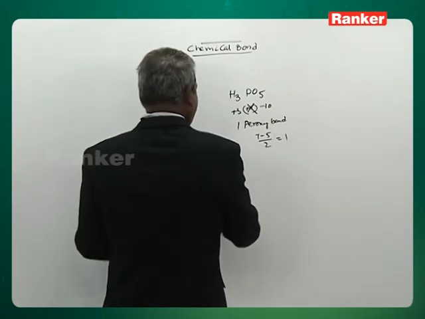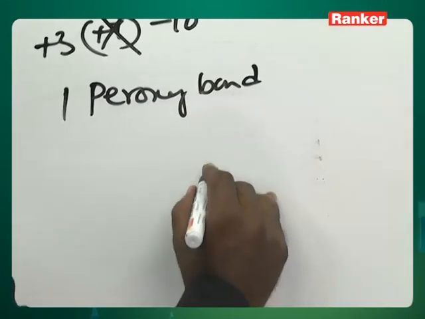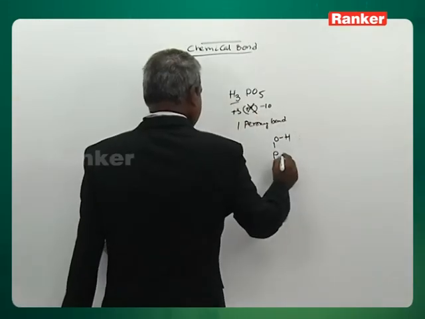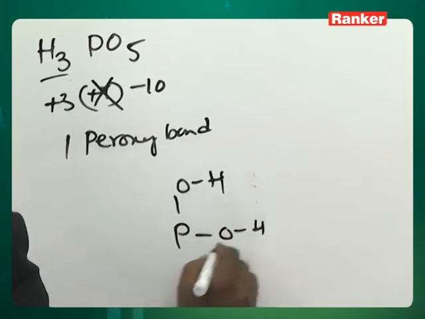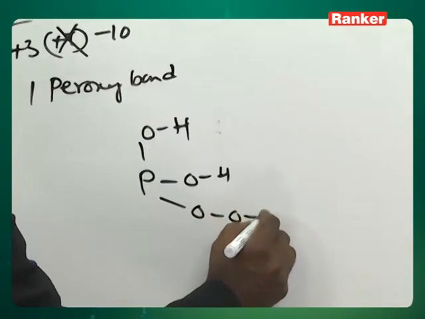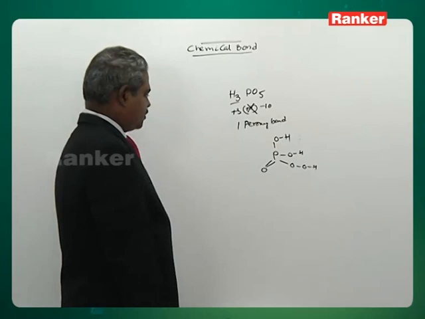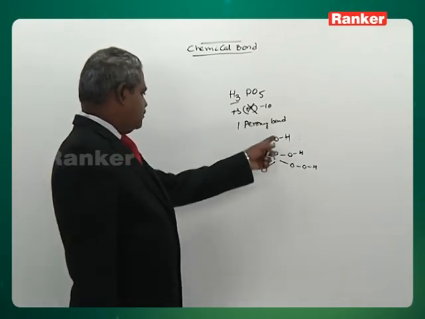1 peroxy. H3PO5. How do you manage the structure? 1 phosphorus. You know 3 OH groups are there. The number of OH is equal to the number of hydrogens present. And one of them is OOH and a double bond. Phosphorus should form only 5 bonds. So, phosphorus is losing 5 electrons, plus 5.